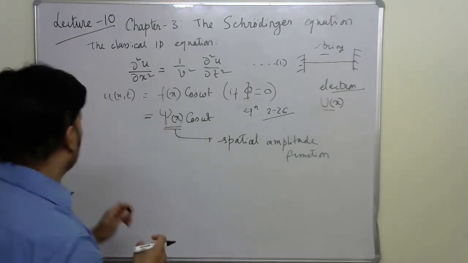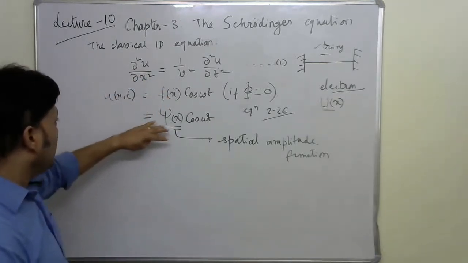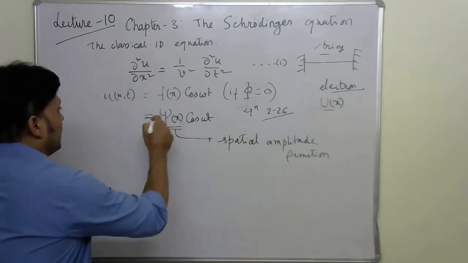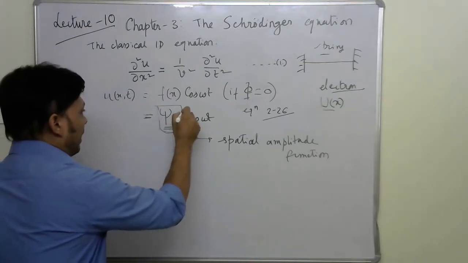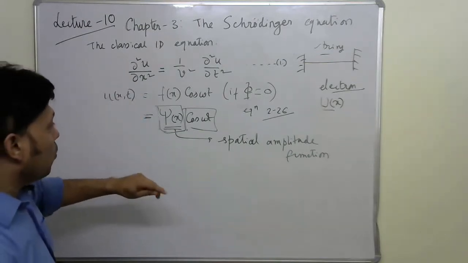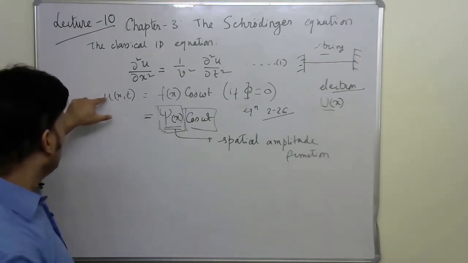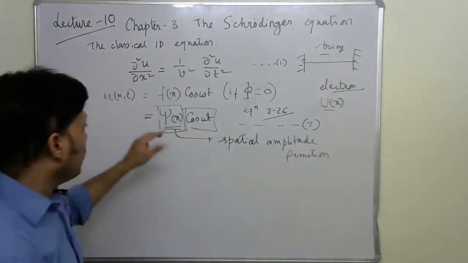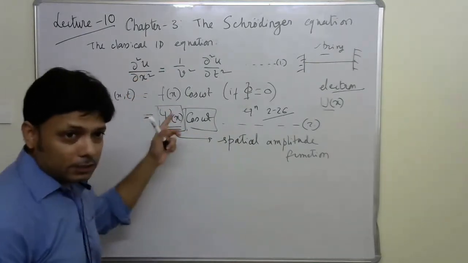Now if one solution of U of x, t is of this nature, psi x multiplied by cos omega t, this function is a product of two independent functions: a function of x and a function of t. And this is a partial differential equation, so how can we proceed? Instead of U, we take psi x cos omega t, and we call it our equation 2. Now if we put equation 2 in equation 1 and try to solve it, let's see what happens.